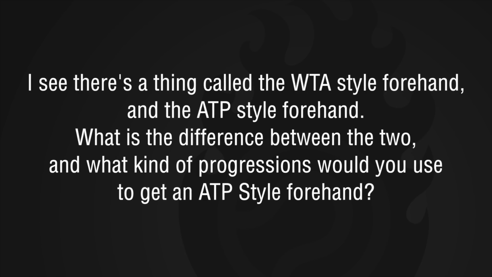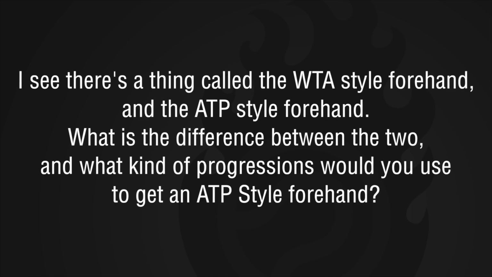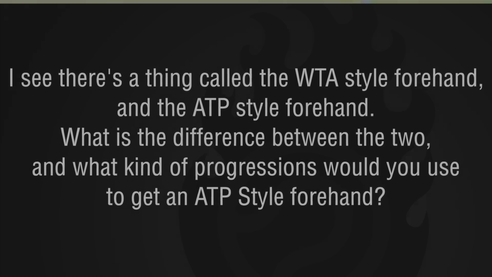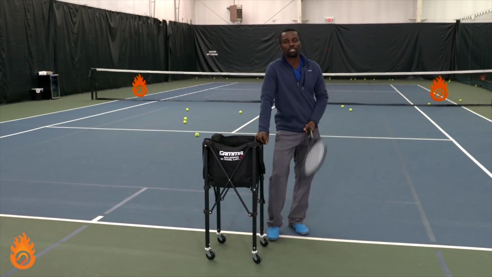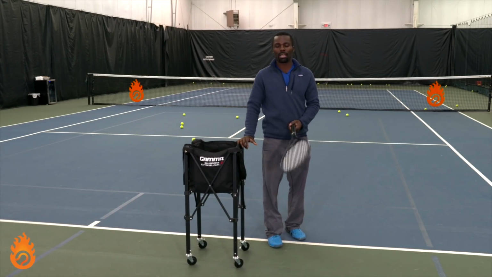There's a thing called the WTA style forehand and the ATP style forehand. What is the difference between the two, and what kind of progressions would you use to get an ATP style forehand?